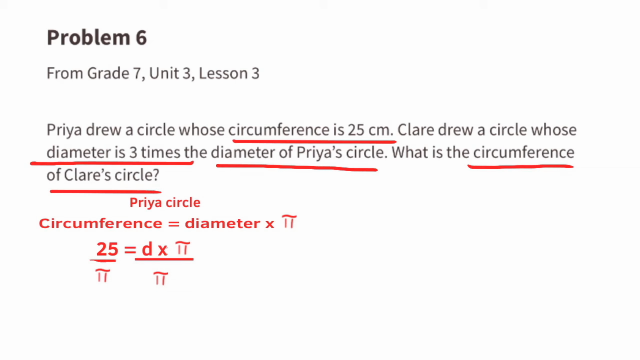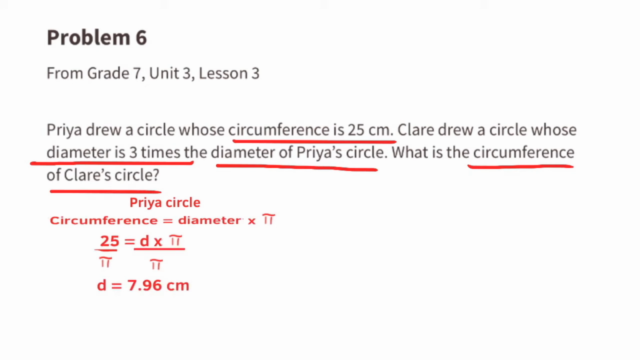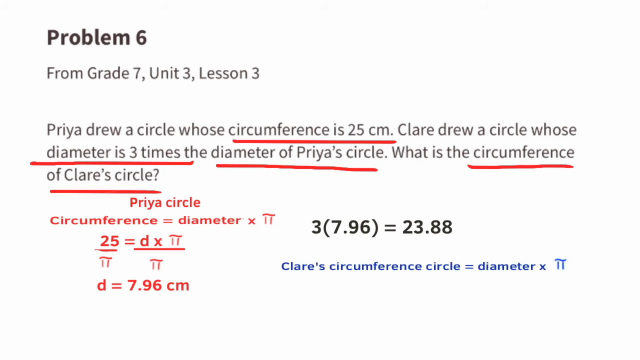We can divide both sides by pi. On the right-hand side, we have d times pi divided by pi. That equals d. And 25 divided by pi equals 7.96. The diameter is 7.96 centimeters, and the diameter of Claire's circle is 3 times that. So we need to multiply 3 times 7.96. That's 23.88. Now we need to find the circumference of Claire's circle. The circumference will be the diameter times pi. 23.88 times pi equals approximately 75 centimeters.